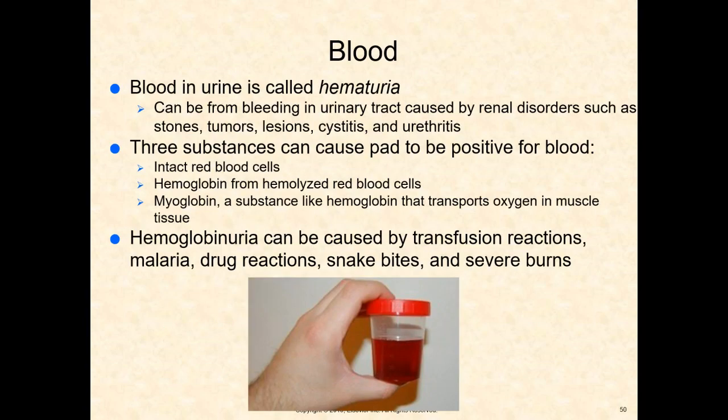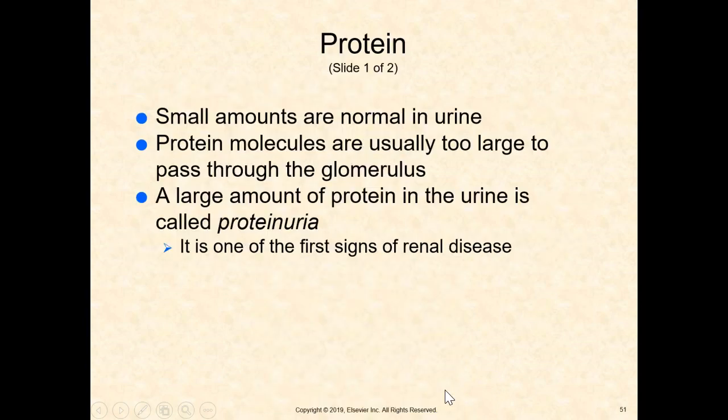The next thing we test for is blood. Blood in the urine is called hematuria. This can be from bleeding in the urinary tract caused by renal disorders such as stones, tumors, lesions, cystitis, and urethritis. Three substances can cause the pad to be positive for blood: intact red blood cells, hemolyzed red blood cells, which means they've popped, and myoglobin, which is a substance like hemoglobin that transports oxygen in muscle and tissue. Hemoglobinuria can be caused by transfusion reactions, malaria, drug reactions, snake bites, and severe burns as well.